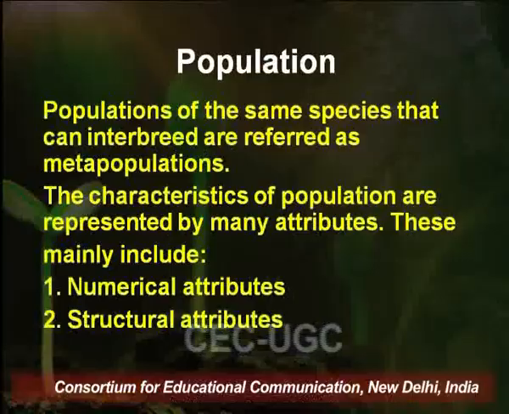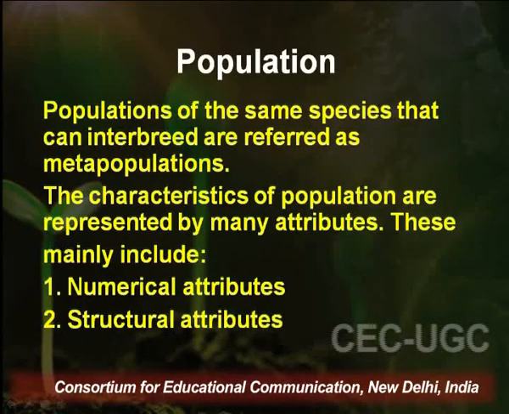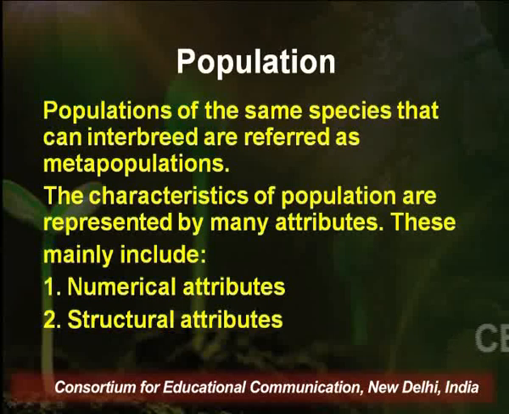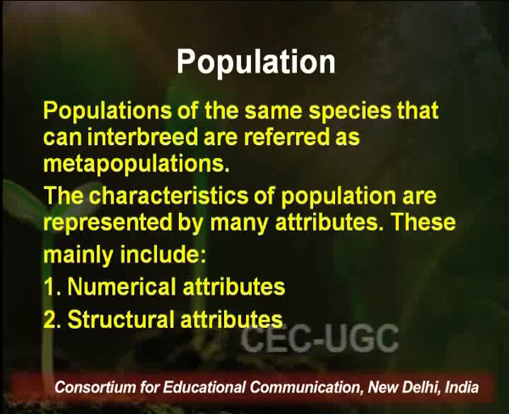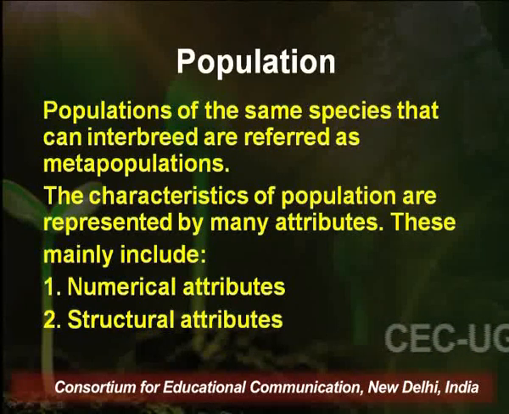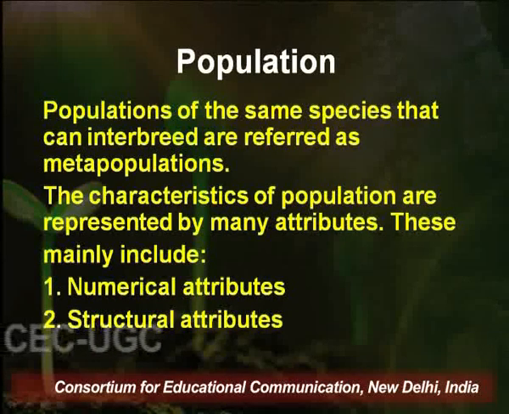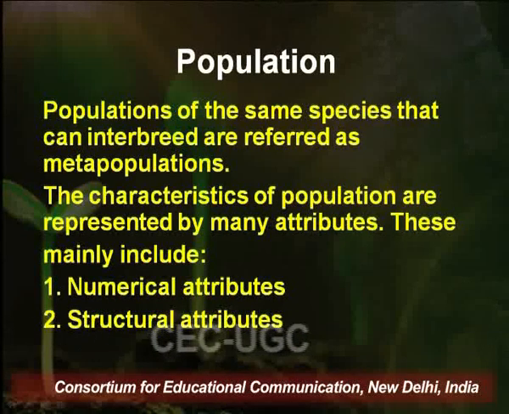Now, changes in the physical factors significantly alter the size of the population and affect the interaction between various populations. Now, populations of the same species that can interbreed are referred to as metapopulations. The characteristics of population are represented by many attributes, but the main ones are numerical attributes and structural attributes.